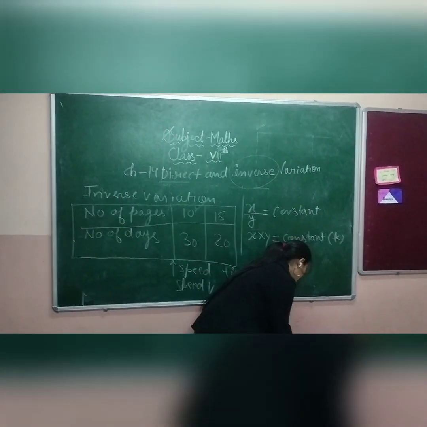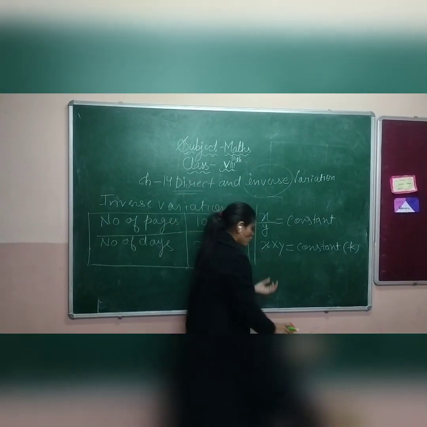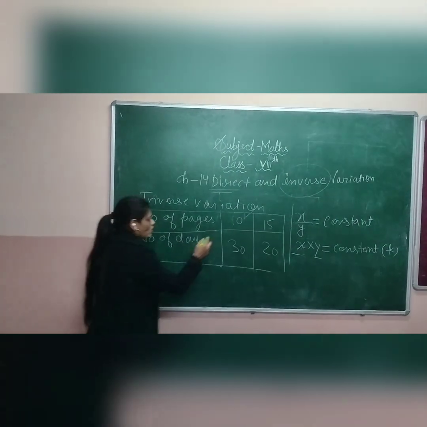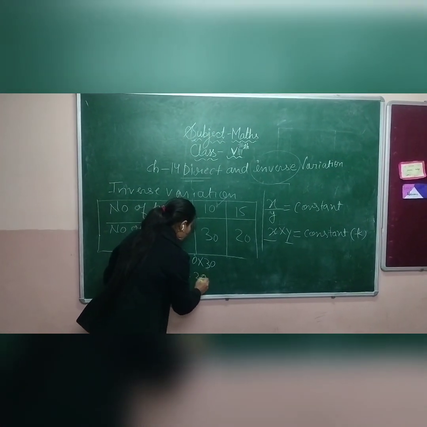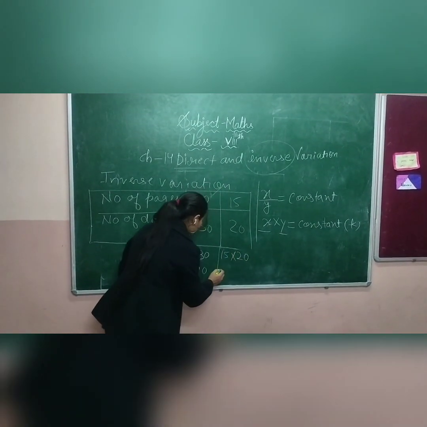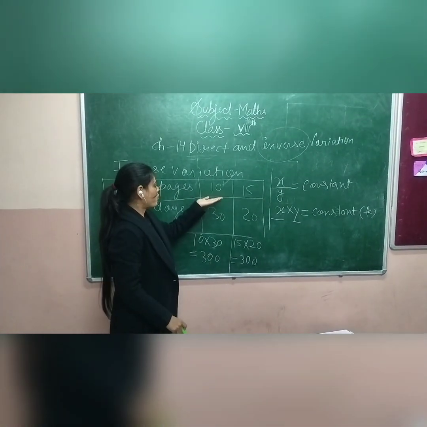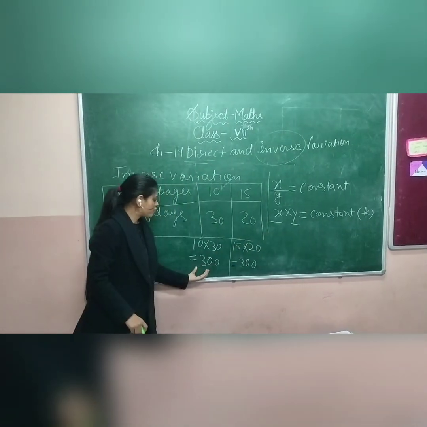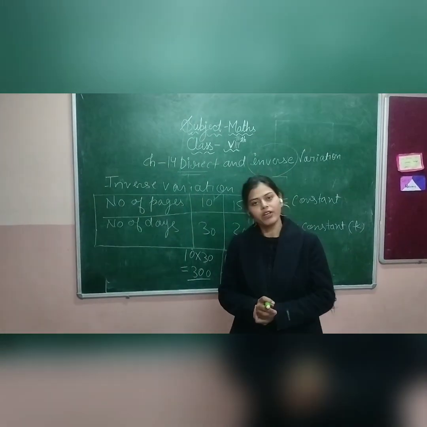Now let's do this. I will show you that x and y give you a constant value every time. So 10 multiplied by 30 is equal to 300. And similarly, 15 multiplied by 20 also gives you 300. Here you can see that the product of x and y gives you a constant value. So these are examples of inverse variation.